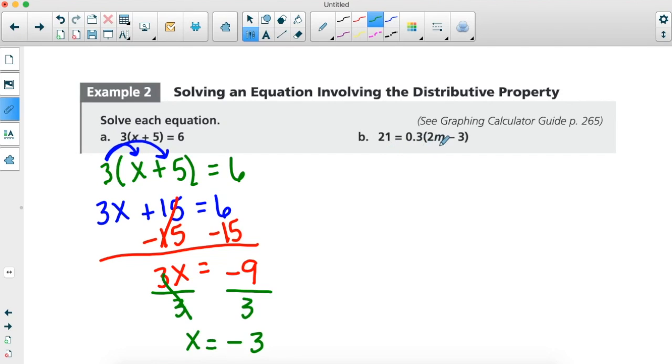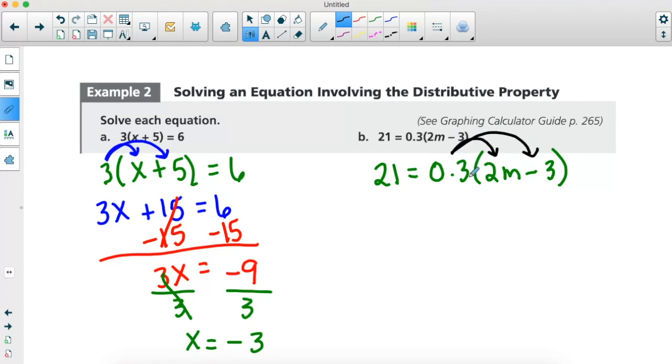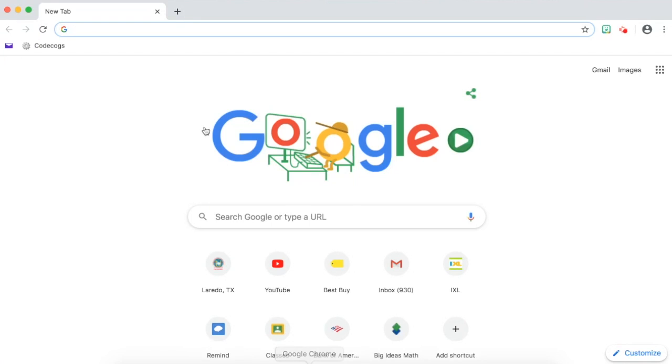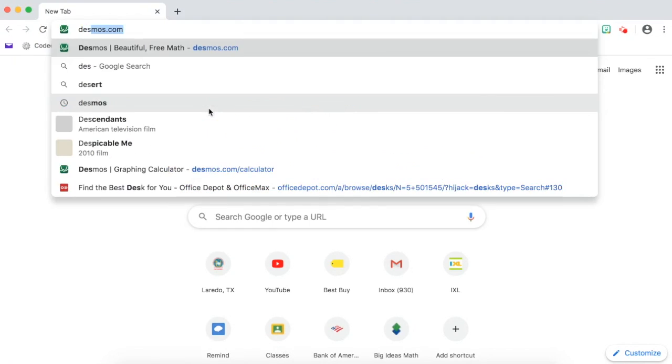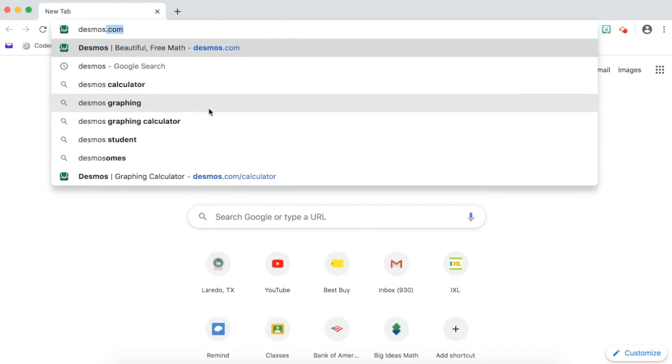21 equals 0.3 times 2m minus 3. So I'm going to write the equation. Okay, so I need to distribute the 0.3 into each term here. So I'm going to multiply 0.3 times 2. If you have a calculator with you, you can do that, or you could go to Decimals and do your calculations there, decimals.com.